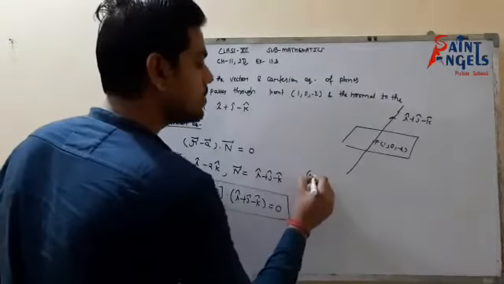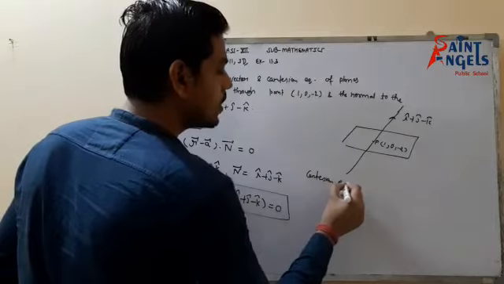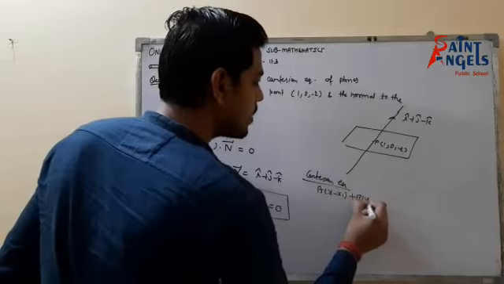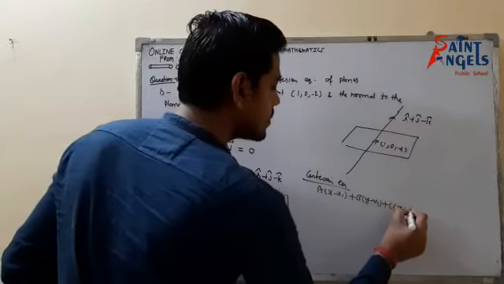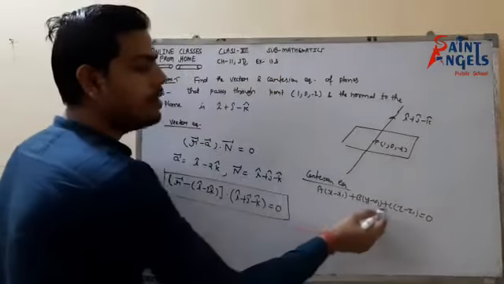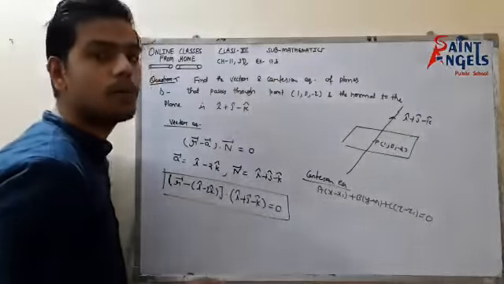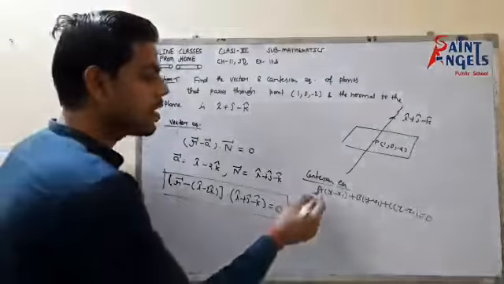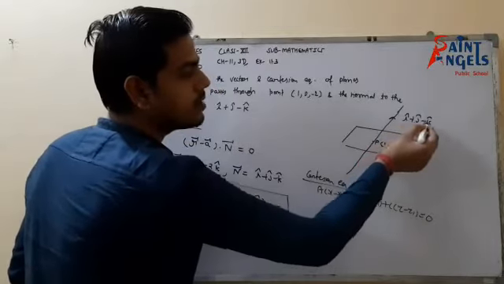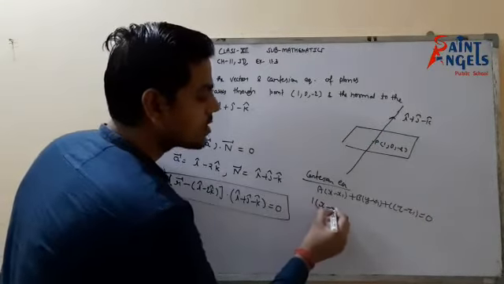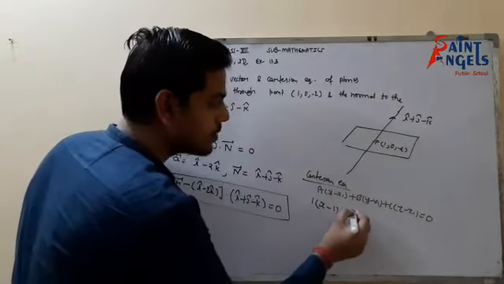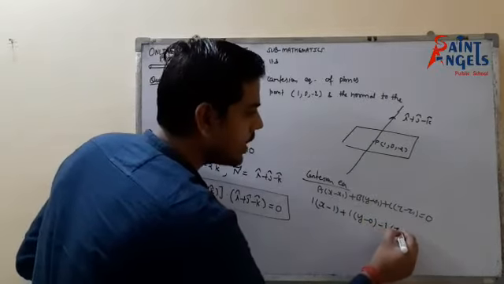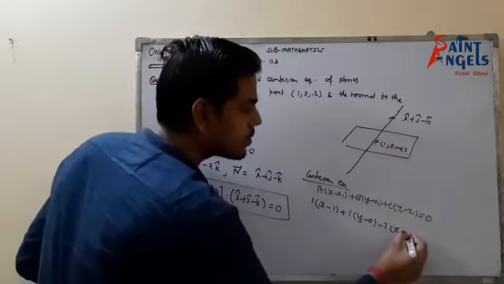Now Cartesian equation. Cartesian equation was a(x minus x1) plus b(y minus y1) plus c(z minus z1) equals 0, where a, b and c are the direction ratios of the normal to the plane, and x1, y1 and z1 are the point through which the plane is passing. So here a is 1, b is 1, c is minus 1. So 1(x minus 1) plus 1(y minus 0) plus (minus 1)(z minus (minus 2)), so minus will be plus 2, equals 0.